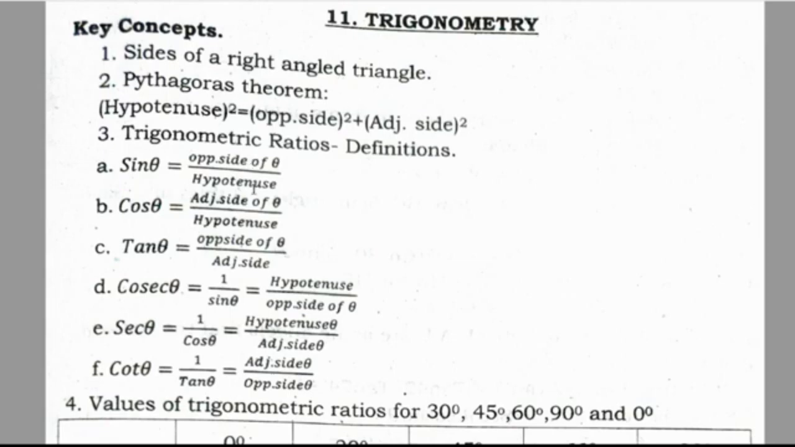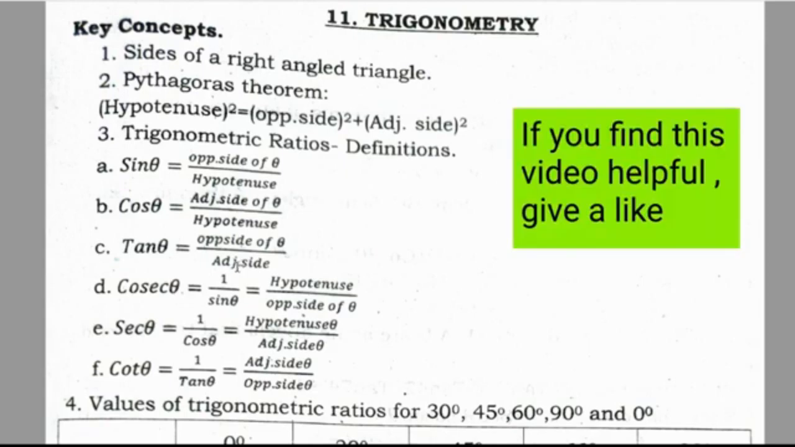Sin theta is opposite by hypotenuse, cos theta is adjacent by hypotenuse, tan theta is opposite by adjacent side. Cosecant is the reciprocal of sin theta, which is hypotenuse by opposite. Secant is the reciprocal of cos theta, that is 1 by cos theta, hypotenuse by adjacent side. Cot theta is the reciprocal of tan theta, that is 1 by tan theta, adjacent by opposite. Tan theta can also be expressed as sin theta by cos theta. Cot theta can be expressed as cos theta by sin theta.